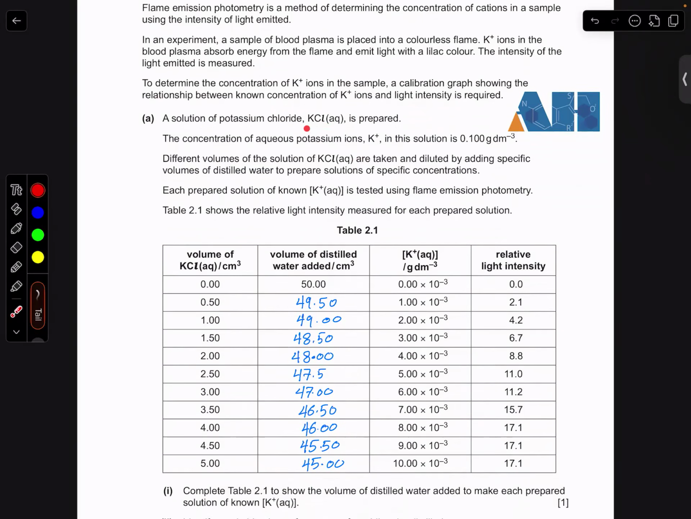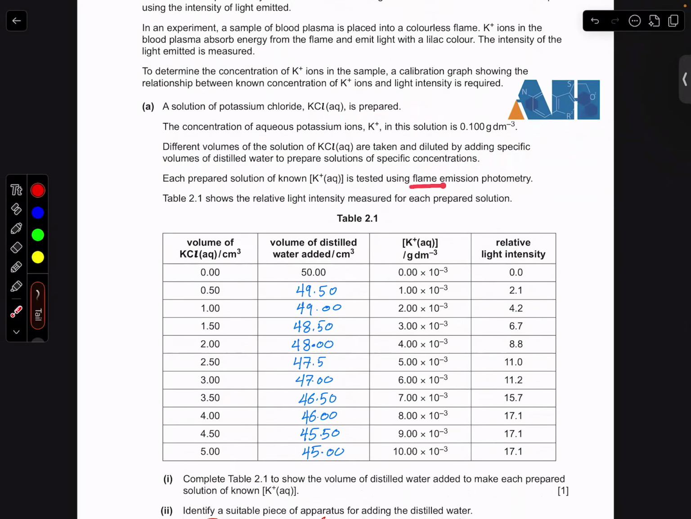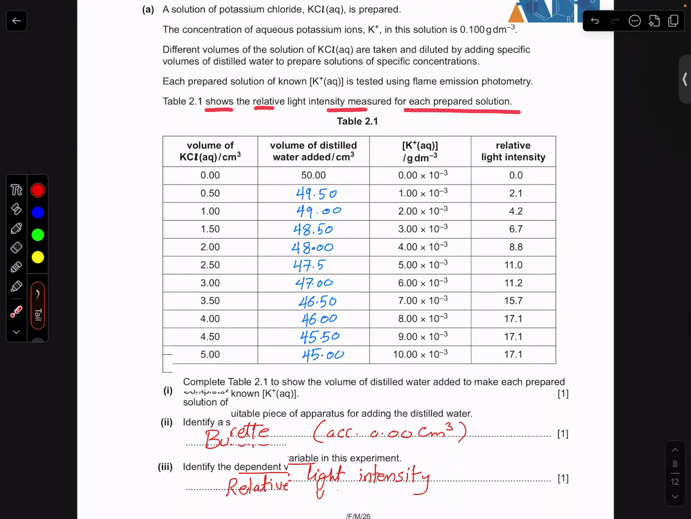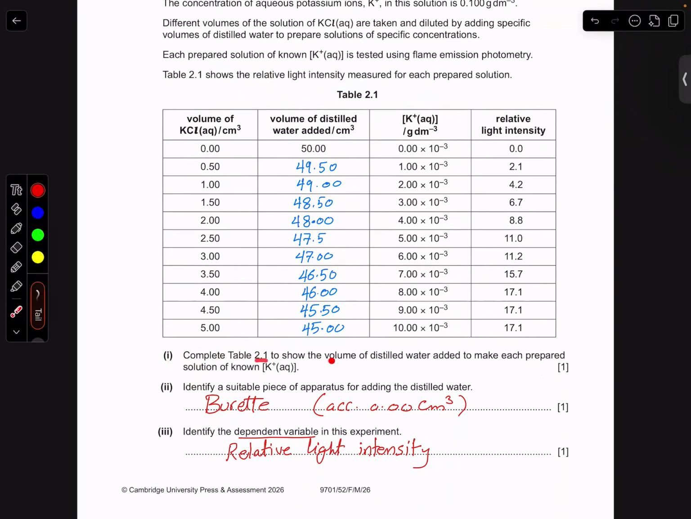A solution of potassium chloride is prepared. The concentration of the potassium ion is 0.1 gram per decimeter cube. Different volumes of KCl solution are taken and diluted by specific volumes of distilled water to prepare solutions of a specific concentration. Each prepared solution of K plus is tested using the flame emission photometry, and table 2.1 shows the relative light intensity measured from each prepared solution. Question I: complete table 2.1 to show the volume of the distilled water added to make each prepared solution.